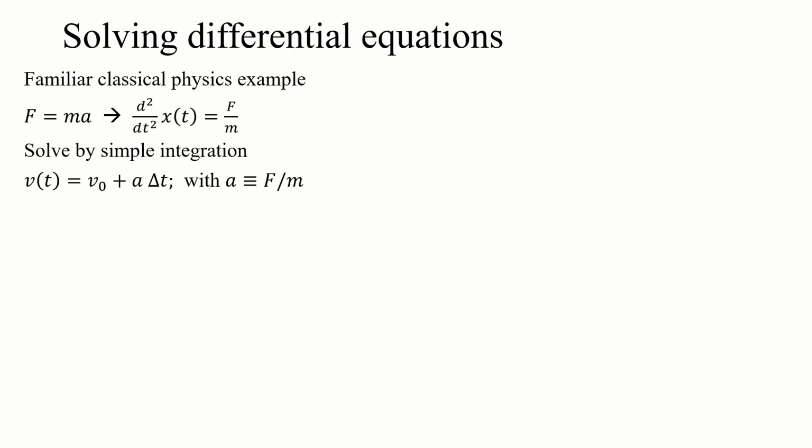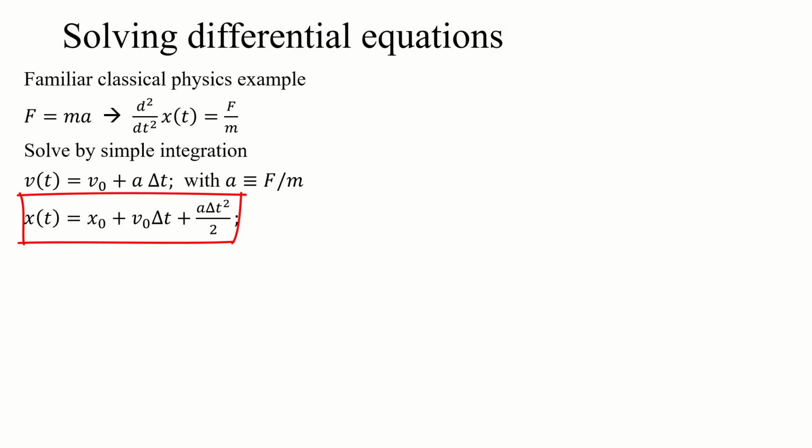We can solve this just with simple integration. You get your first kinematic equation, the velocity as a function of time is equal to the initial velocity plus the acceleration times time, where that acceleration is the constant we got from Newton's law. Integrate that again, and you get your position as a function of time, the whole goal: initial position plus the initial velocity times the time plus 1/2 at squared. Hopefully we're all familiar with this from intro physics classes.